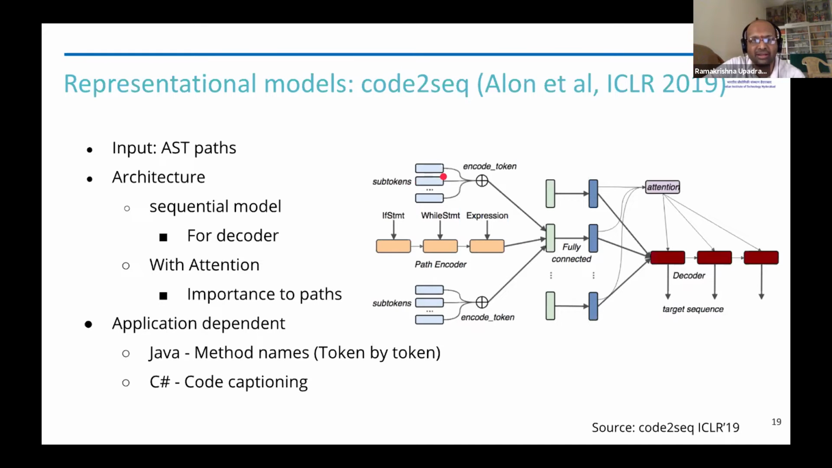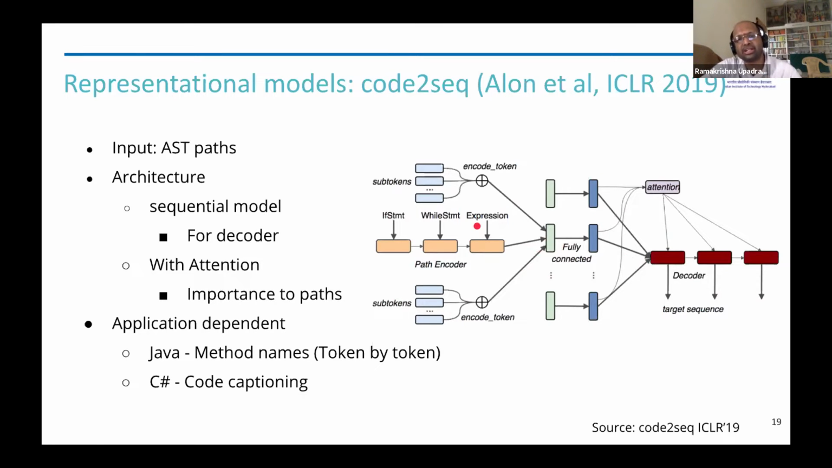You have this left child, then this path, and then this right child. They are all sent to a fully connected layer, just like code2vec. That's very standard. The unique part is the decoder aspect. You can see sequentiality here, so you can guess that it is either an LSTM or an RNN.